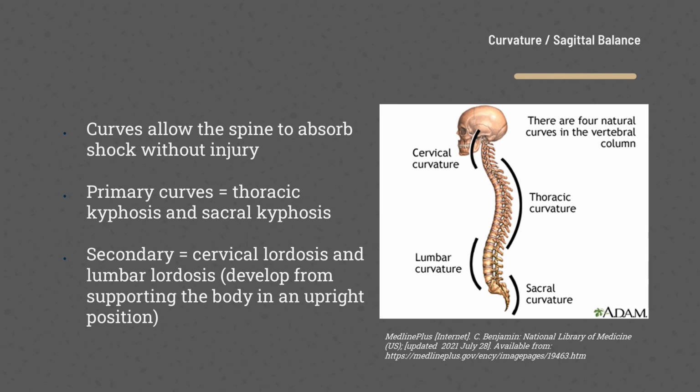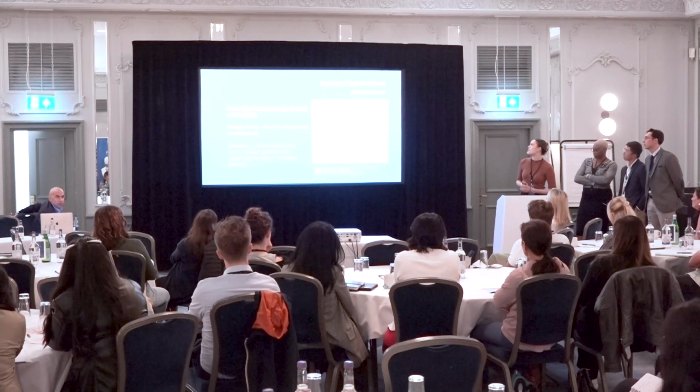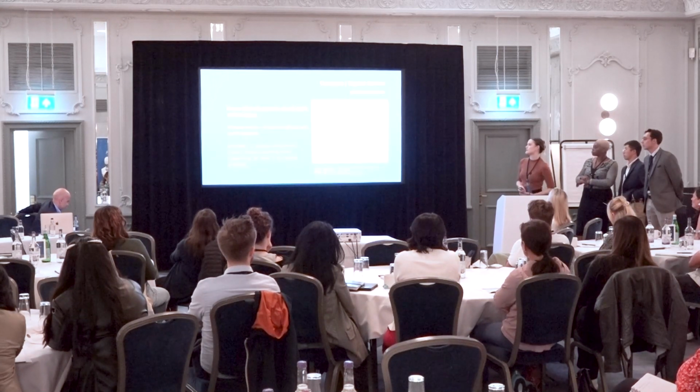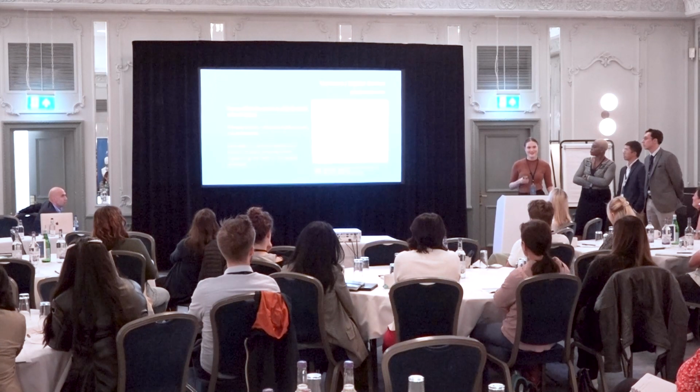You've got these primary curves that are present when you're born. They're called the thoracic kyphosis and the sacral kyphosis. You can see those backward C shapes on the diagram. Then you have these secondary curves. These develop from standing upright and supporting the weight of the torso and the head. They're called the cervical lordosis and the lumbar lordosis. Of course, these are supposed to be balanced to maintain your desired posture, but they can become imbalanced, which is where you all come in.